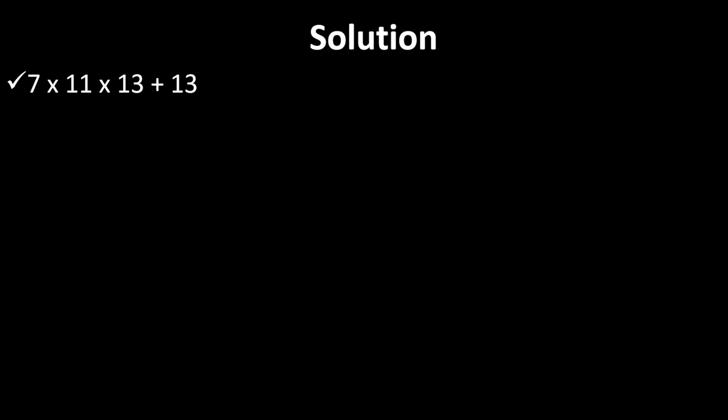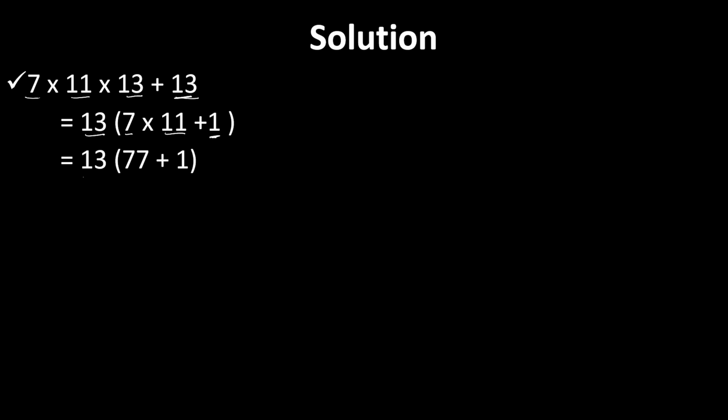So we have this expression 7 into 11 into 13 plus 13. Now we can see over here that 13 is a term which we can take common, right? So let's do that. If we take 13 common, in the bracket we will have 7 into 11 over here. And from this 13 we will have only plus 1 right here. Now 7 into 11 is 77, plus 1. We will write it down as it is.